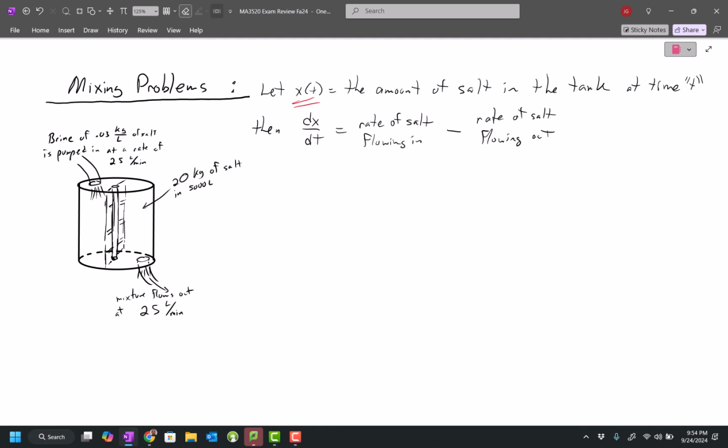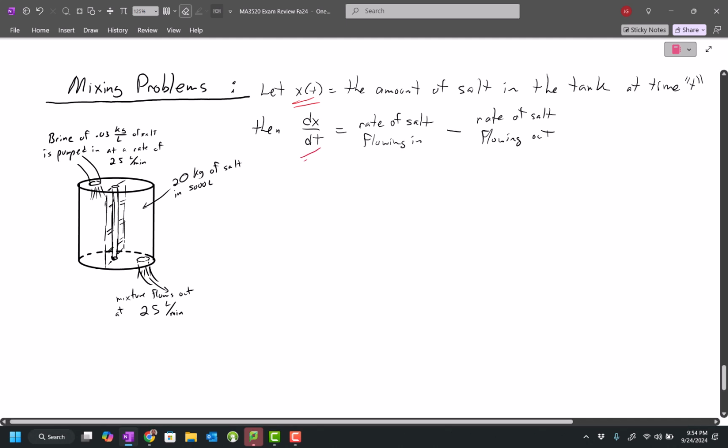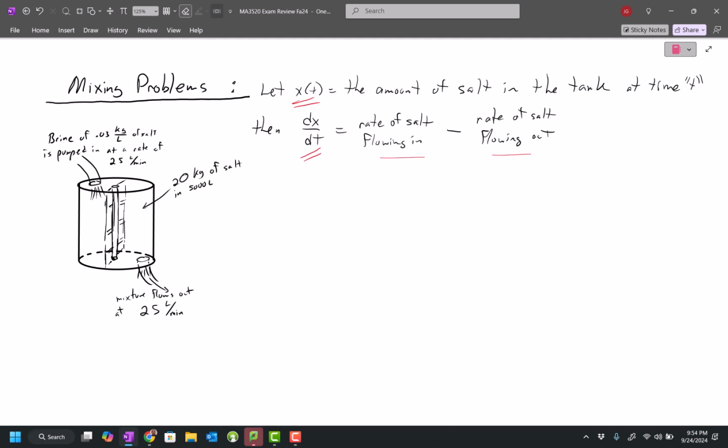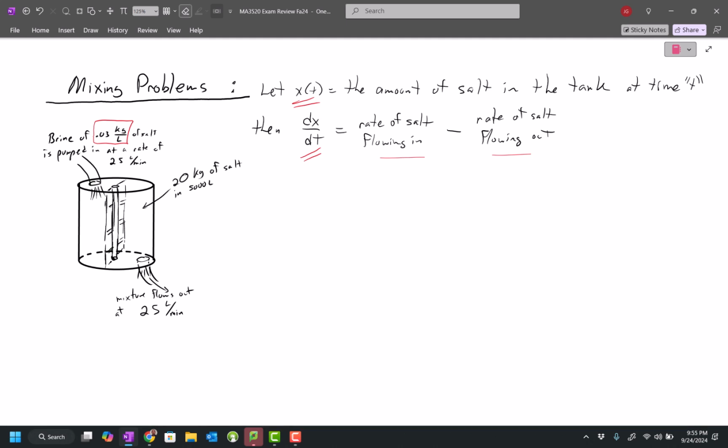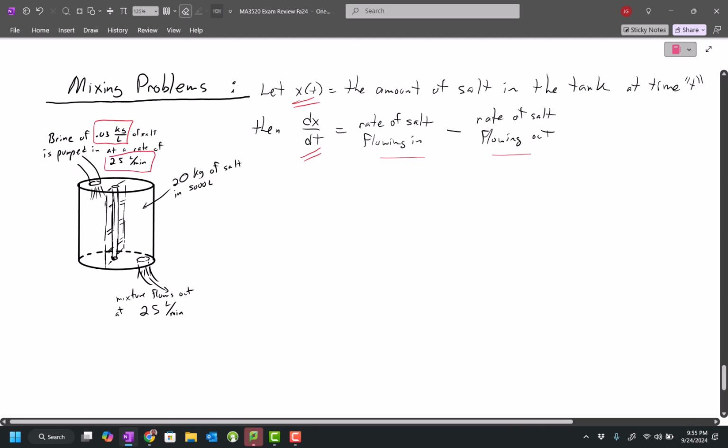So the concept behind a mixing problem says the rate of change of the amount of salt in the tank should equal the rate of salt flowing in minus the rate of salt flowing out. Now, what do we know about our inflow and what do we know about our outflow? The inflow tells us that we have a saltwater mix of a concentration of 0.03 kilograms per liter of salt. So we know the concentration of the inflow, 0.03 kilograms per liter. We know this inflow is coming in at a rate of 25 liters per minute.